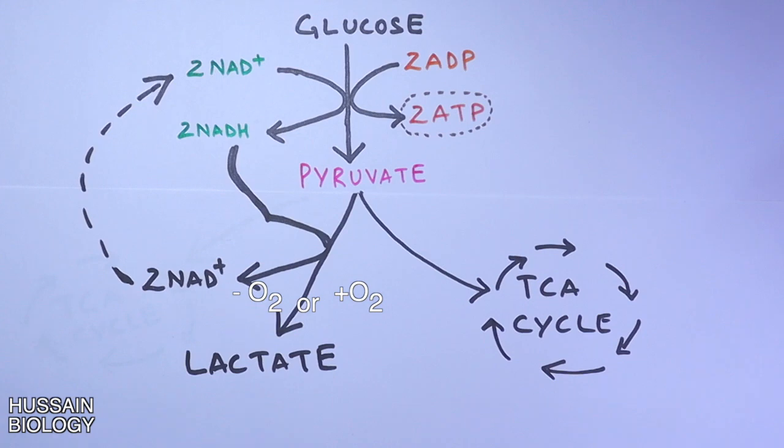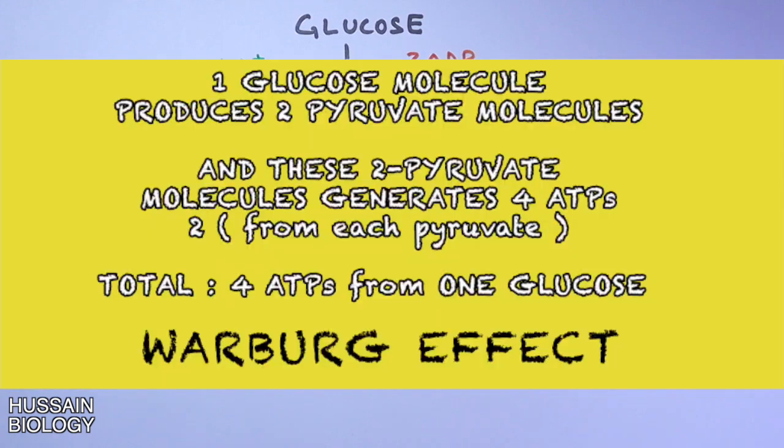Now if we calculate the energy of a cancer cell, we see one glucose molecule produces 2 pyruvate molecules. And these 2 pyruvate molecules will produce 4 ATP molecules. That means a cancer cell will produce 4 ATP molecules per glucose molecule. So this concludes the overview of cancer and the basic concepts related to it.